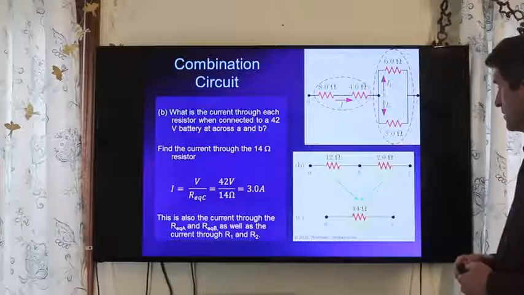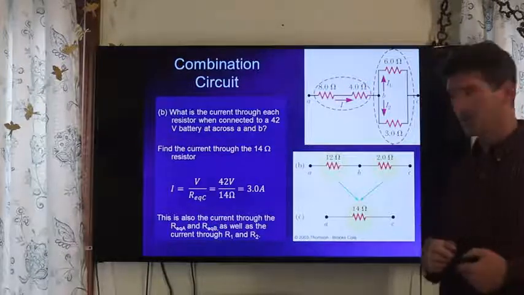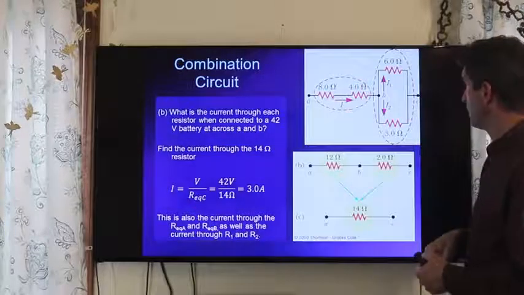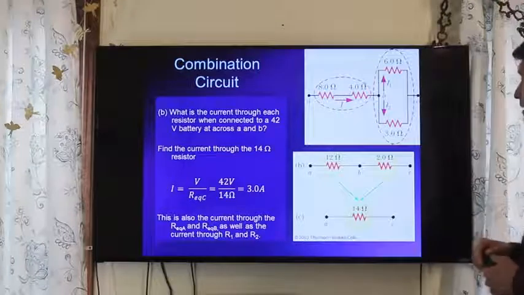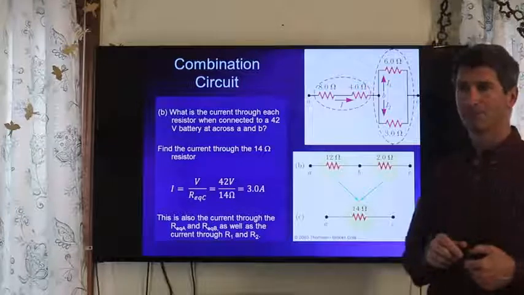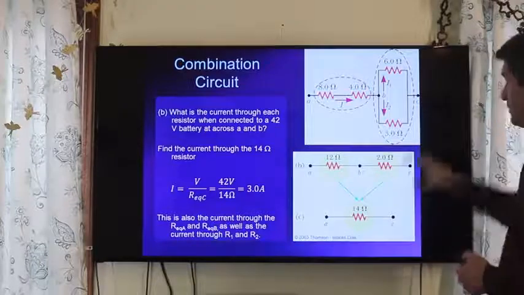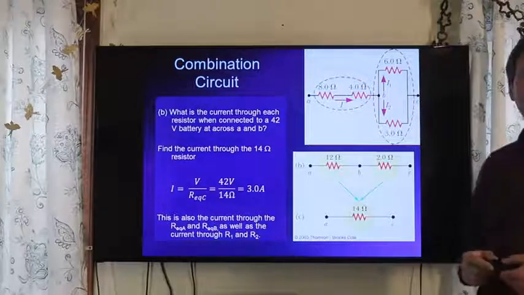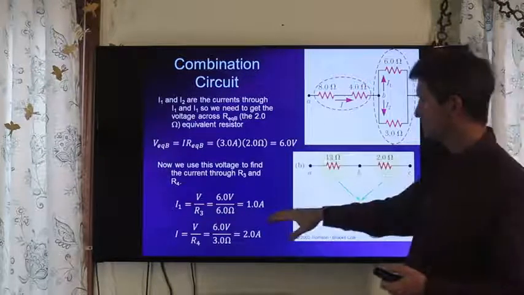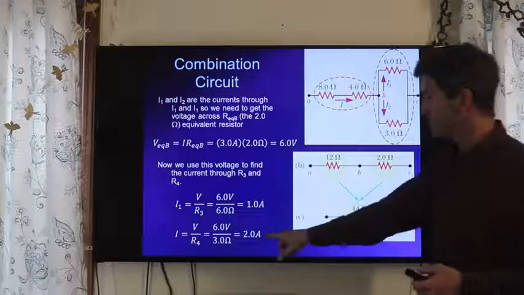If we calculate the potential difference across this, given a current of 3 amps, 3 amps times 2 ohms gives 6 volts. That's the potential drop across the parallel section. Okay? And then you can use that to find the current. Again, I1 is going to be 1 amp. I2 is going to be 2 amps.